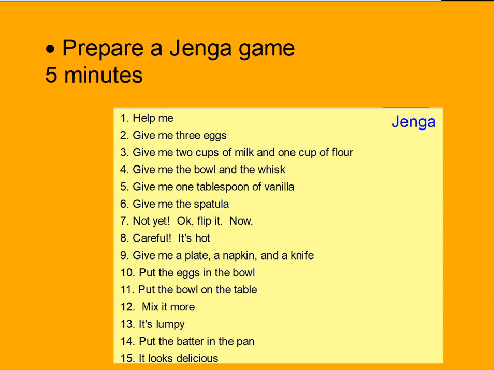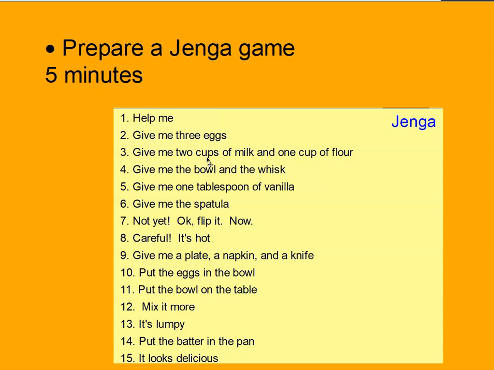So then I have all those sentences already written, right? I prepare a Jenga game. It takes about 5 minutes just to type out all the sentences. Well, you just cut and paste the sentences and print them on cardstock, one for each table group. Here, for this one, I decided to give the sentences in English and make sure that the students know them in French. And it's just, every single project is different.